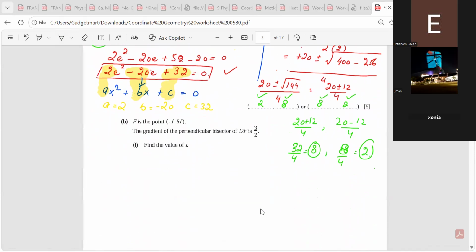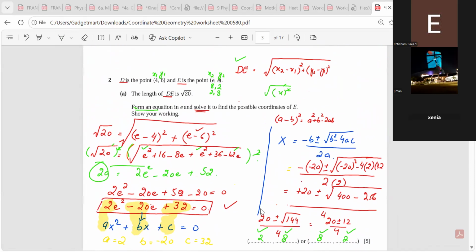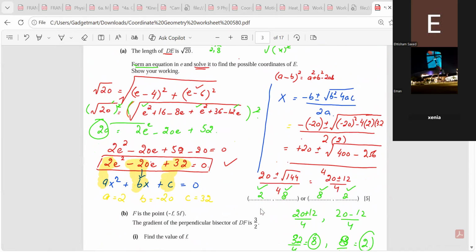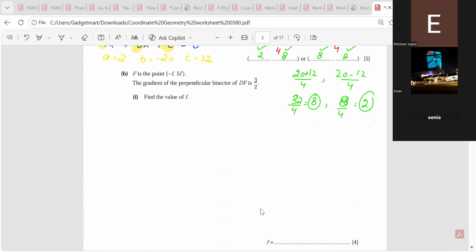Next question: F is the point that is minus f and 5f. The gradient of perpendicular bisector of DF is 3 by 2. So find the value of f. ठीक है जी. So what is the value of D? D is 4, 6. Here again इस क्वेश्चन को करते हैं. D is 4, 6.